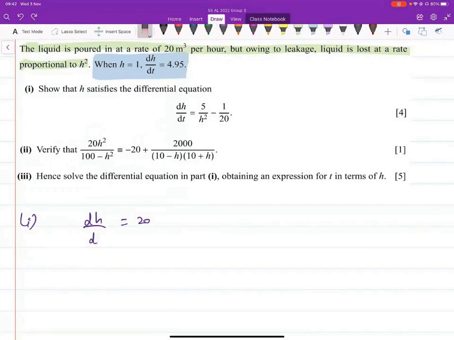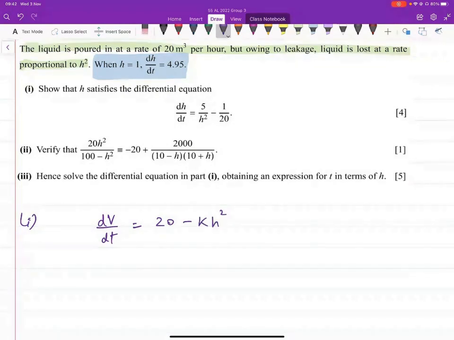Water we measure in volume. We don't measure length of water or height of water. So what will we write? dv over dt. What is the rate of inflow? It's 20. And then it's being lost at a rate proportional to h square. So we subtract k times h square from this, because that's the rate of outflow. Proportional to h square is k times h square. So that's the equation that we have from the information given, dv over dt.